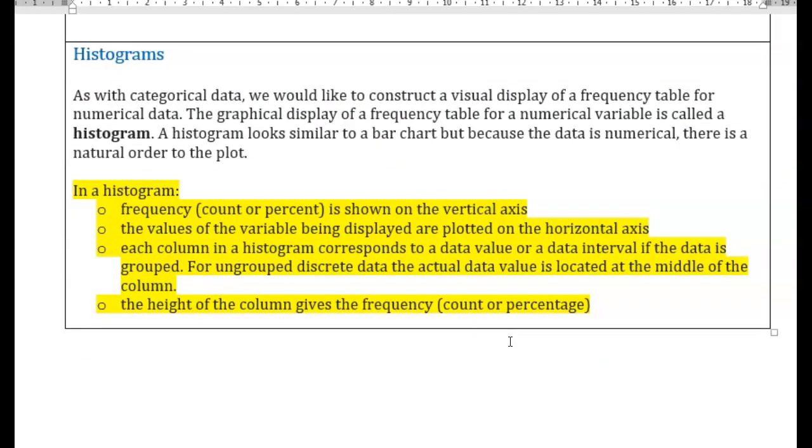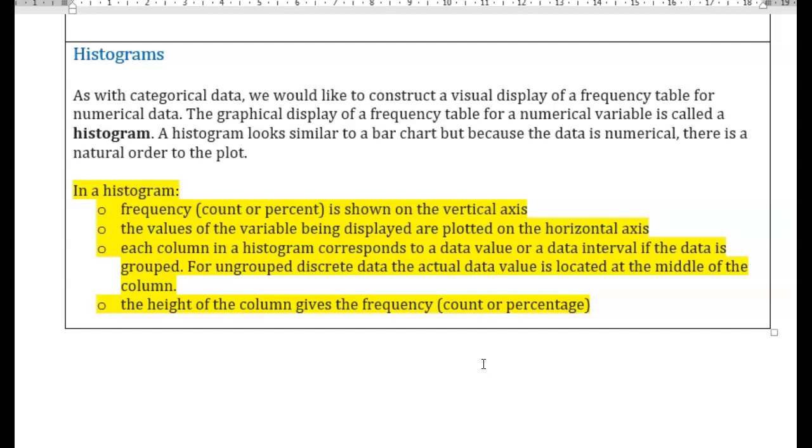Okay, so let's now look at histograms. So don't confuse histograms with a bar chart. They are different. So a bar chart usually represents categorical data, whereas histograms are used for numerical data. So as with categorical data, we would like to construct a visual display of a frequency table for numerical data. So the graphical display of a frequency table for a numerical variable is called a histogram.